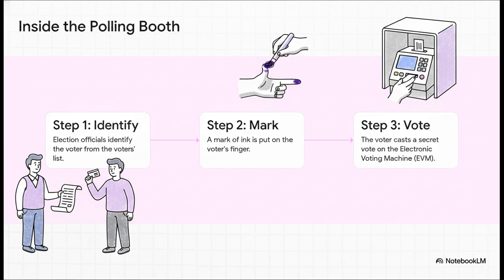First, an election official will check your name on the voter list and verify your identity. Second, they will put a mark of indelible ink on your finger to show that you have voted. And third, you will go to the electronic voting machine, or EVM, to cast your vote in complete secrecy.